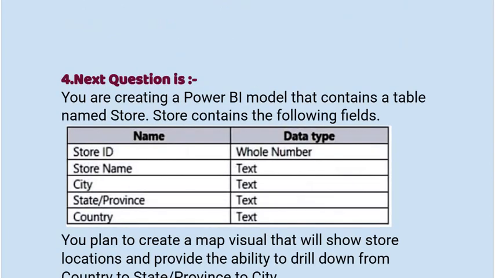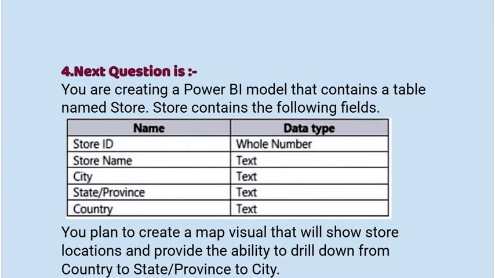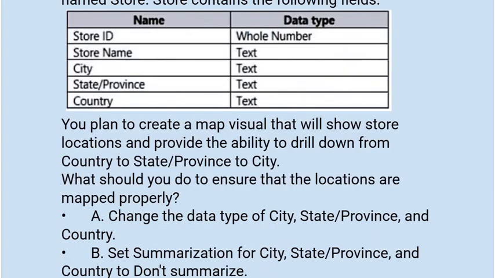Question is, you are creating a Power BI model that contains a table named Store. Store contains the following fields: you plan to create a map visual that will show store locations and provide the ability to drill down from country to state or province to city. What should you do to ensure that the locations are mapped properly?